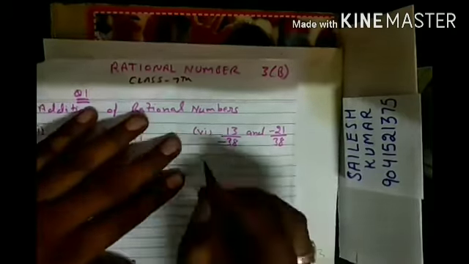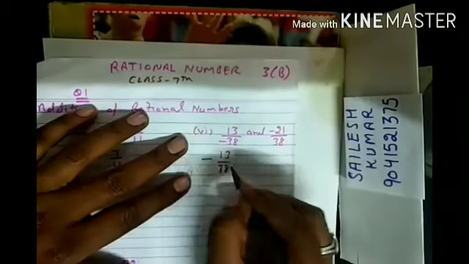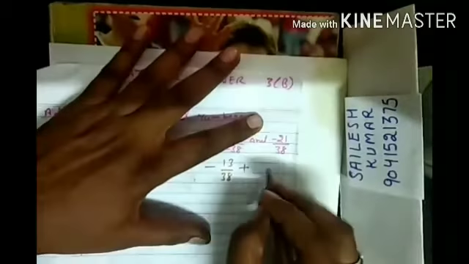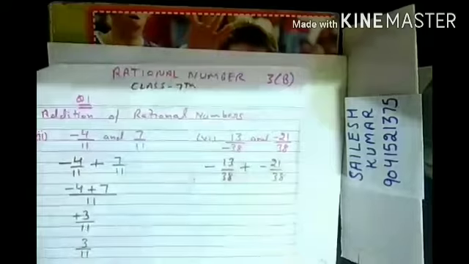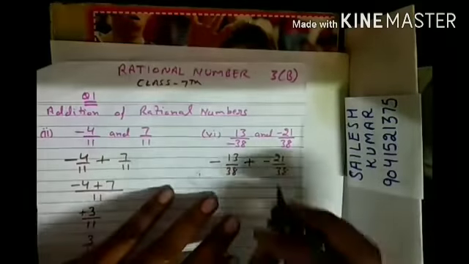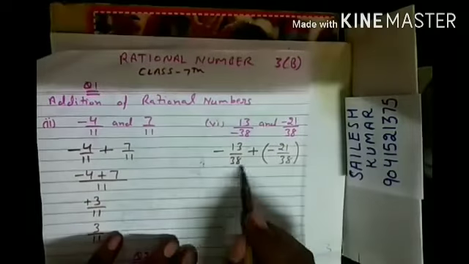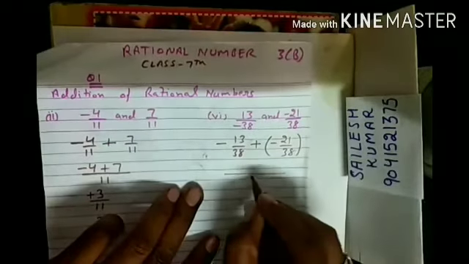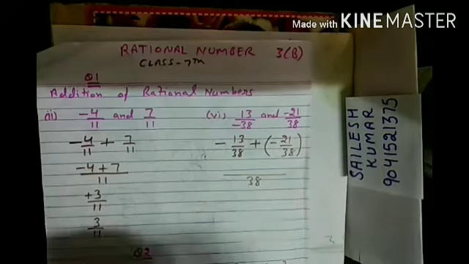Now this, we will write as minus 13 over 38. This is the addition symbol, and this will be written like this. As we know, we can't write the plus and minus symbol together, so I will write this in a bracket. Okay. Now as you see, the denominator in both rational numbers is the same, so I will write the division bar, and my LCM is 38.